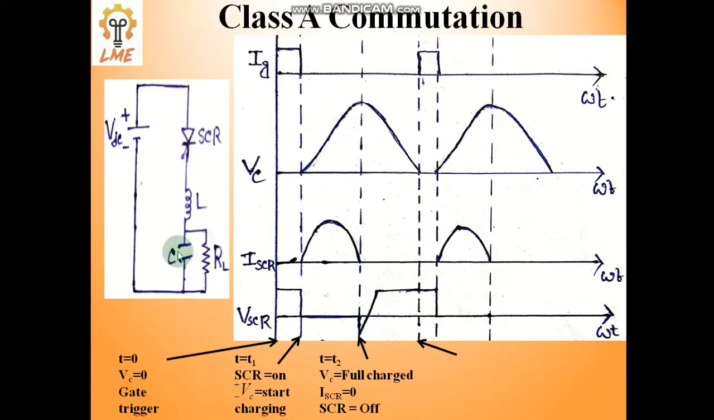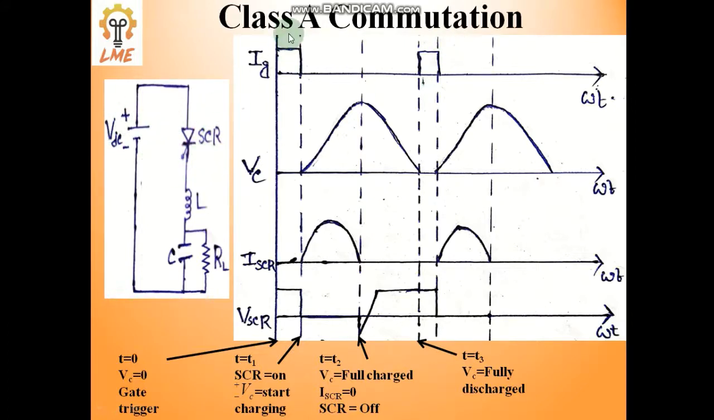Then what will happen? The capacitor's upper plate is now positive and the lower plate is negative. From this particular point, when the capacitor is fully charged and open circuited, the SCR will be off. After that, the capacitor is discharged through this load RL and again goes to zero. So at t equal to t3, VC is fully discharged and comes back to the previous state, where VC equals 0.